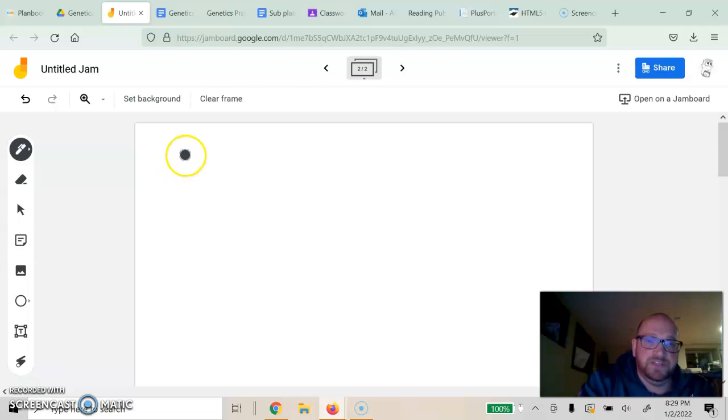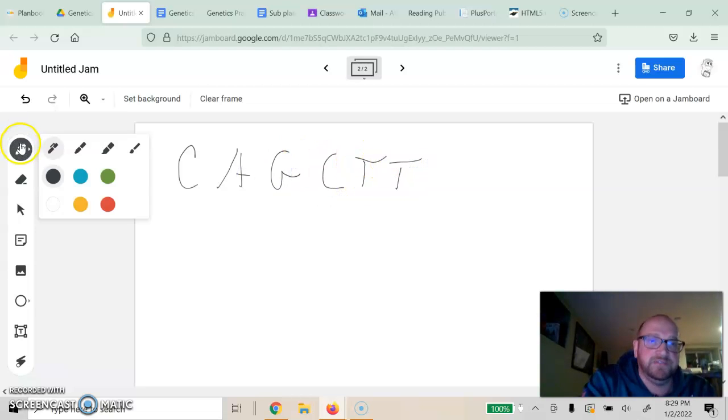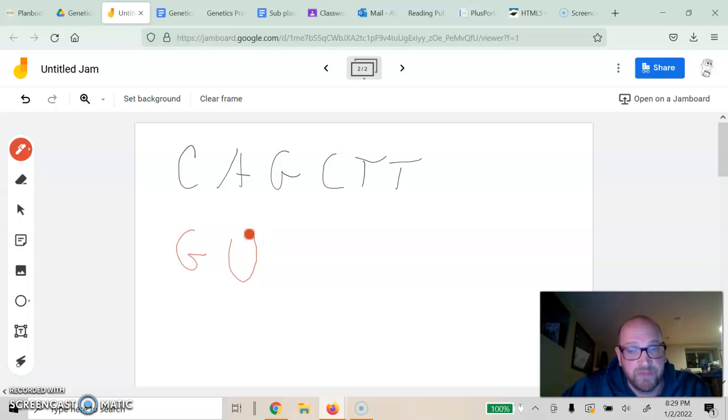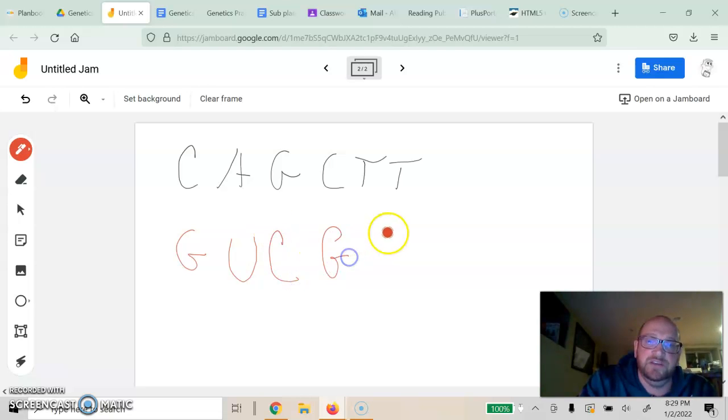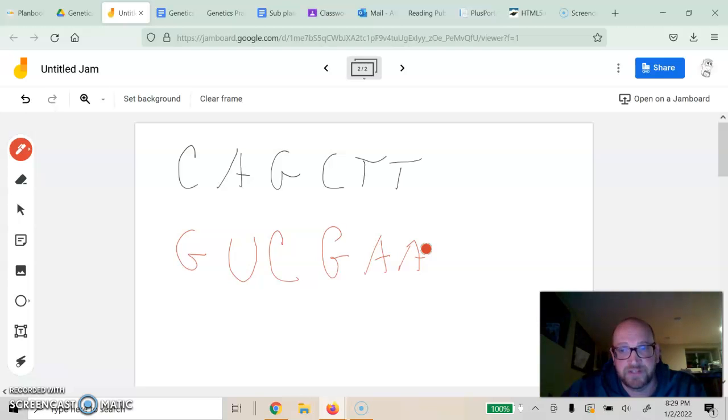When we say transcribe it, if I have DNA that is CAGCTT, then when I transcribe that, I am going to turn that DNA into GUCGAA, because remember, we're making RNA in transcription, and there is no T. So somebody's going to go over to the DNA. You can transcribe it on the spot. Remember, don't touch the DNA cards.